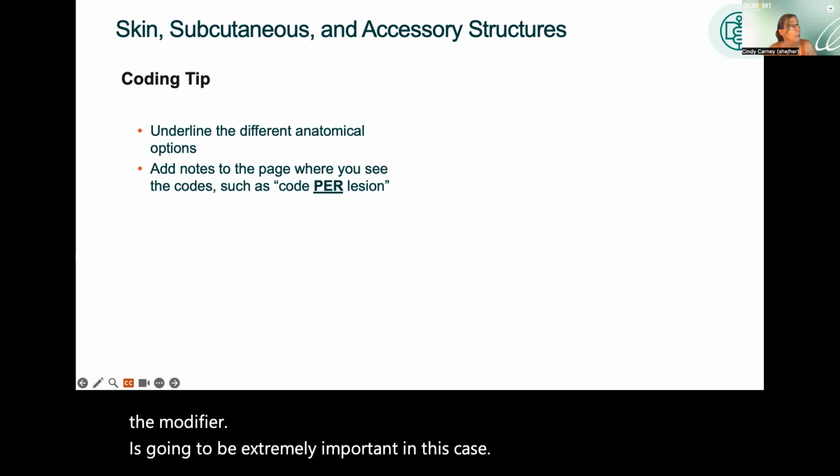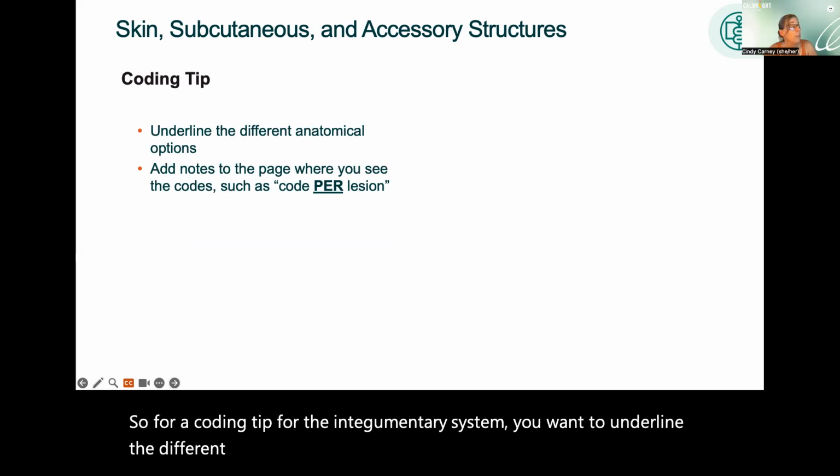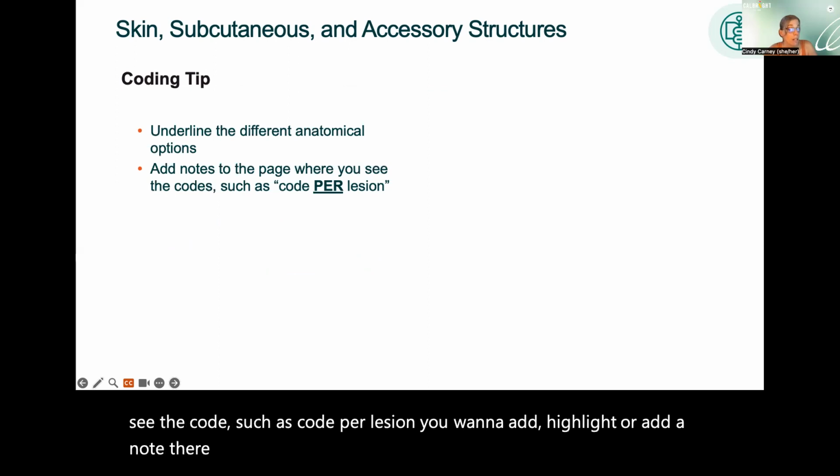So for a coding tip for the integumentary system, you want to underline the different anatomical options and then add notes to the page where you see the codes, such as code per lesion. You want to highlight or add a note there that it states that in the code descriptor.